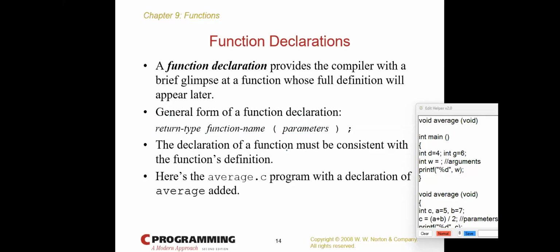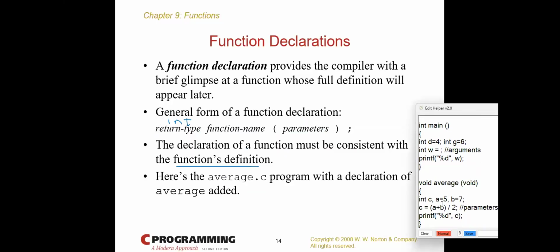The declaration of a function must be consistent with the function's definition. So what it means is that if you wrote int here, the compiler shouldn't get down in the code and find the function having void. So you must make sure that everything is the same.